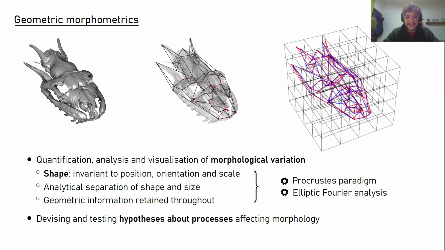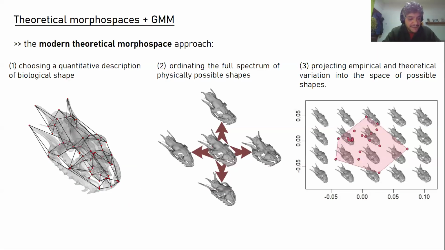This means that at any point of your geometric morphometrics pipeline, you should be able to take the numbers you're working with and translate them back into the morphologies they represent. And I think it's fair to say these methods became the standard for testing hypotheses about the processes that affect morphology. But an aspect that I find to be a little bit underappreciated sometimes about geometric morphometrics is that it provides a way to simulate theoretical morphologies.